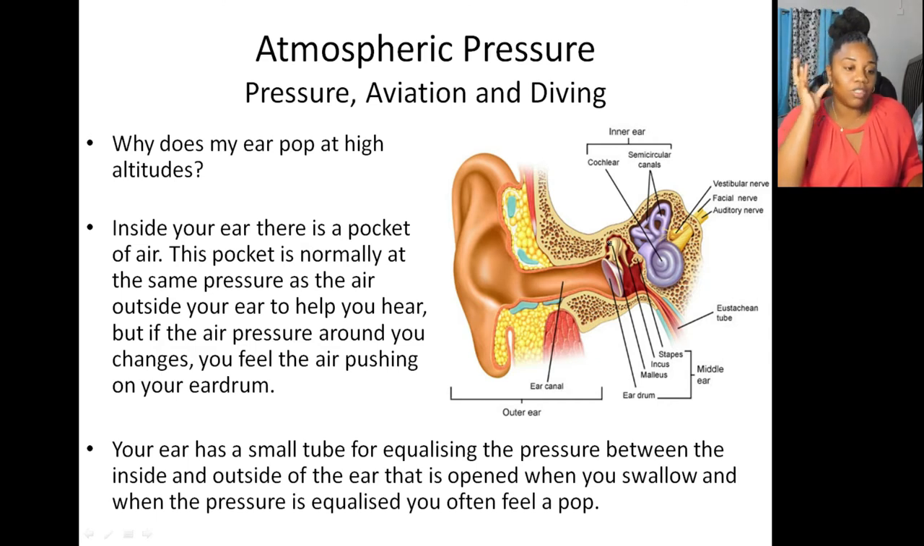And that's the problem. Your ear has a small tube for equalizing the pressure between the inside and outside of your ear that is opened when you swallow. And when the pressure is equalized, you often hear a pop. And that's why you're encouraged to yawn. But I have lockjaw, right? Not lockjaw, but the hinge just popped out. But yeah, on your yawn, you kind of fix the pressure for a little bit, right?